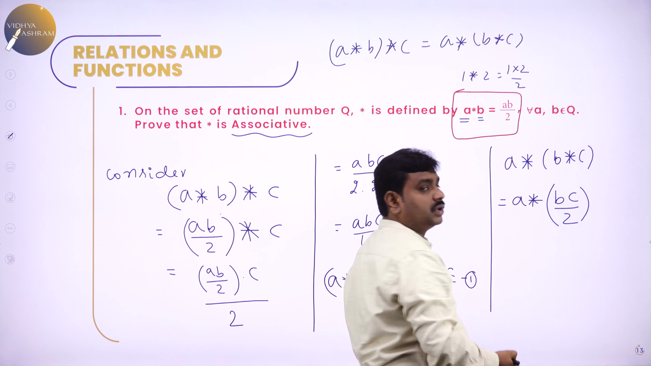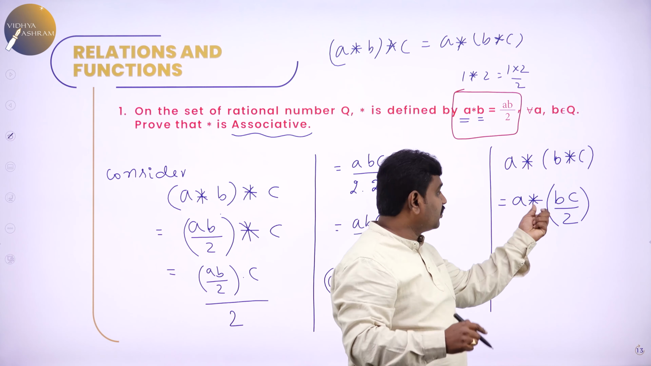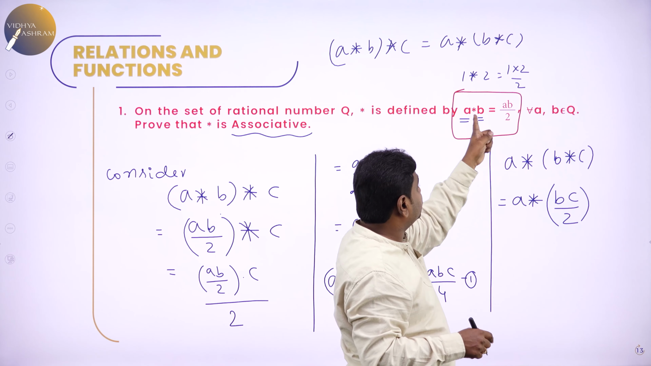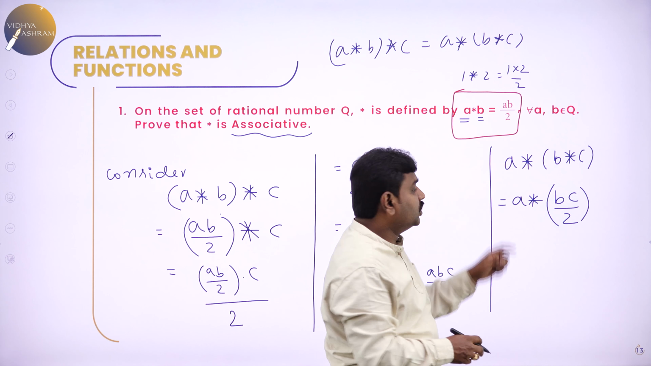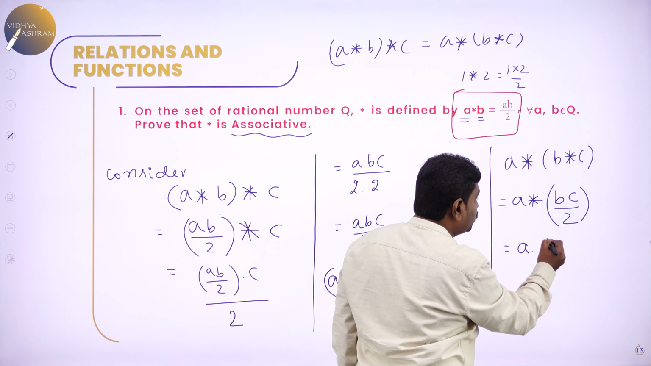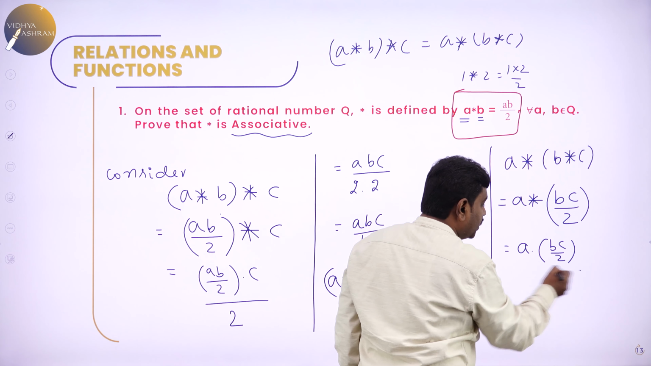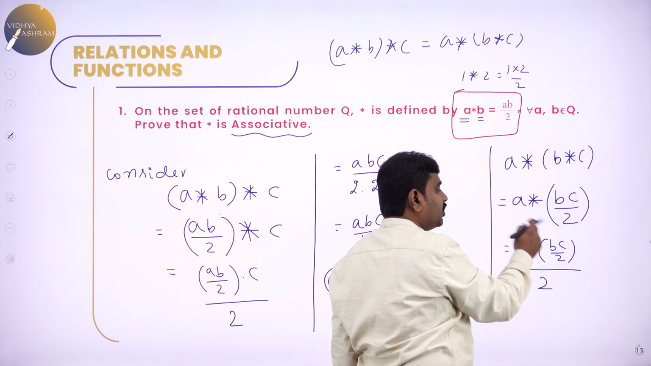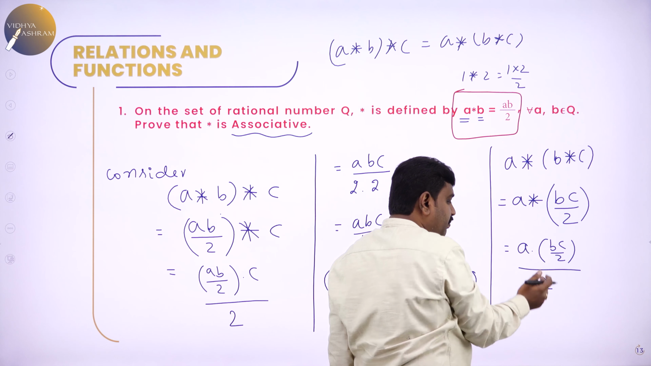So now, A before star is the first element, after star the second element. This is the first element, this is the second element. What is first element star second element? First into second by 2. So now this will become first into second. Second means what? BC by 2, by 2. A star B is AB by 2. First element star second is first into second by 2. First is A, second means this whole thing, by 2.